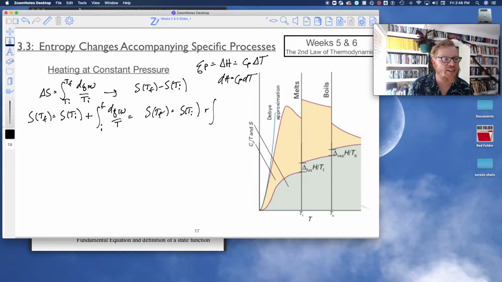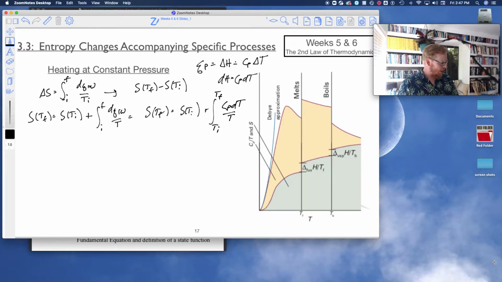I wrote TI, TF, but that's technically not correct, right? It should be I, F, so I'll just write I F here. But now I can replace this whole expression with Cp dT divided by T, integrated from Ti to Tf, okay?